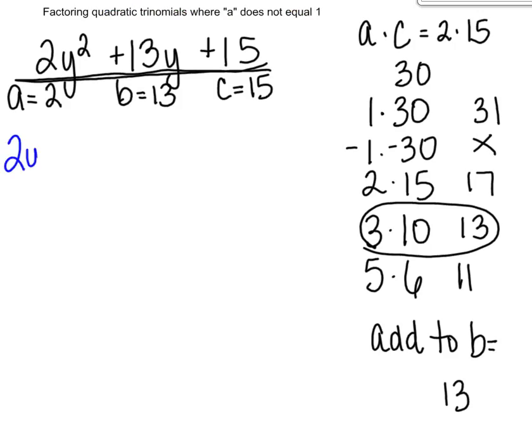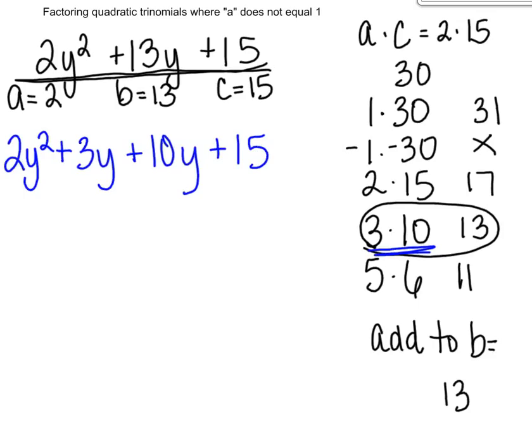What I'm going to do from here is rewrite my original quadratic. So I'm going to start out with the 2y squared, but I'm not going to write 13y. I'm going to use the factors, the 3 and the 10 that I came up with. So I'm going to write plus 3y plus 10y. So all I did was rewrite 13y as a 3y and a 10y. I didn't change it, I just broke them apart. And then I still have the plus 15 on the end.